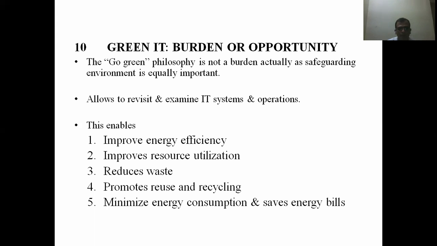So when we go green, what are the advantages? It improves energy efficiency, it improves resource utilization, it reduces waste, it promotes reuse and recycling, and minimizes energy consumption and saves energy bills. First one is energy efficiency. It will minimize the consumption of energy, make resource utilization better through reuse and recycling, reduce wastage, and also minimize energy consumption and save energy bills. So it will make less usage of energy and make the environment greener.